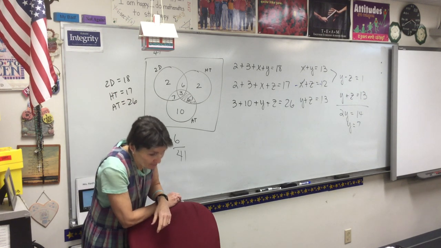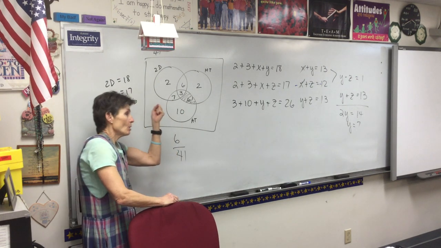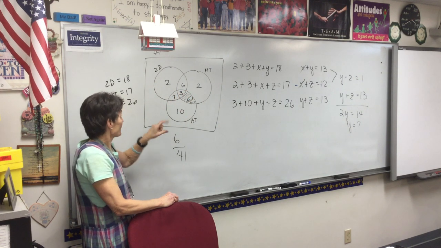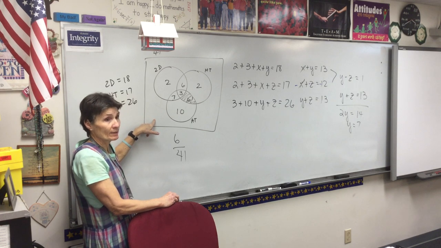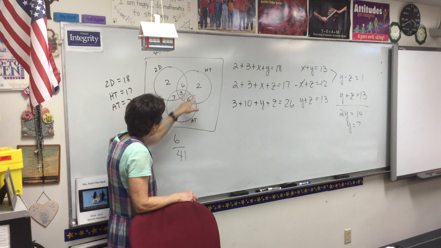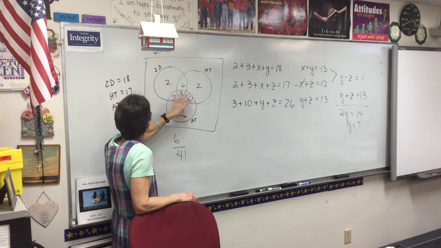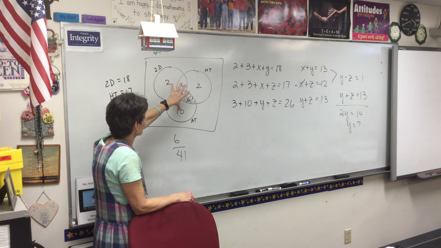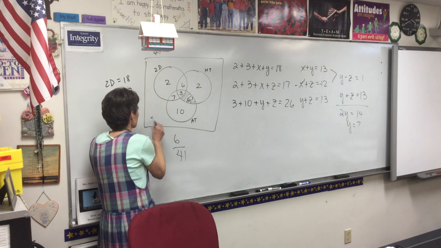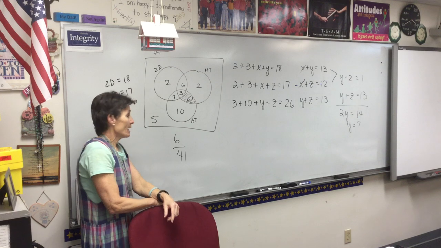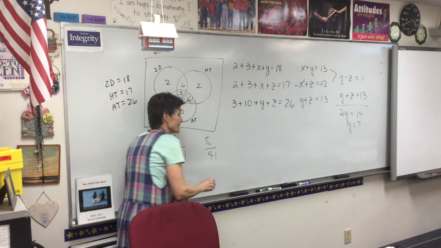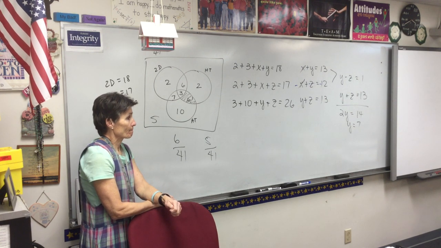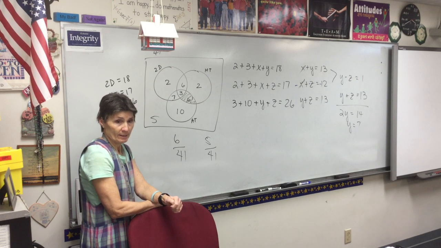Now, the last question says, reach in, grab a car. What's the probability it isn't any of these? Well, I haven't figured that out yet, have I? I need to figure out how many cars are out here. So I'm going to add up all the numbers in the figure. So every single number. So 26, 27, 28, 30. Is that 36 in there? So if there's 36 of them, then that means there's 5 out here. And the probability of getting a car that doesn't have any of those features would be 5 over 41. Everybody okay with that?